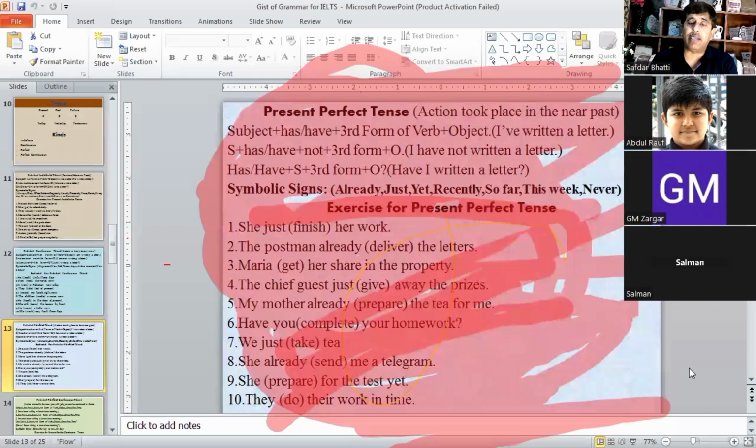What is the present perfect tense? It tells us about the action took place in the near past. Its structure is subject plus has, have plus third form plus object. I have written letter, and negative, subject plus has, have plus not plus third form and object. I have not written letter and have I written letter. The symbolic signs are already, just, yet, recently, so far, this week, and never.